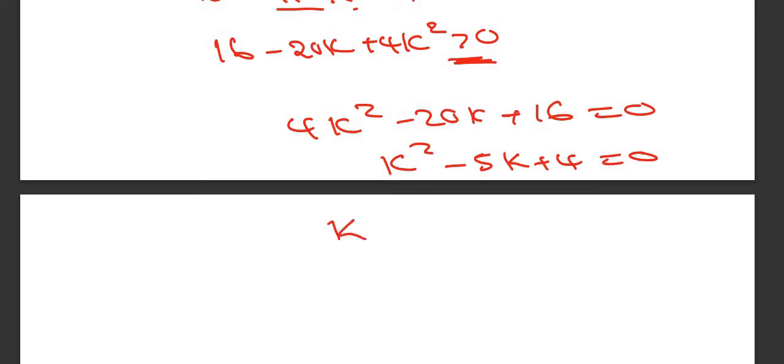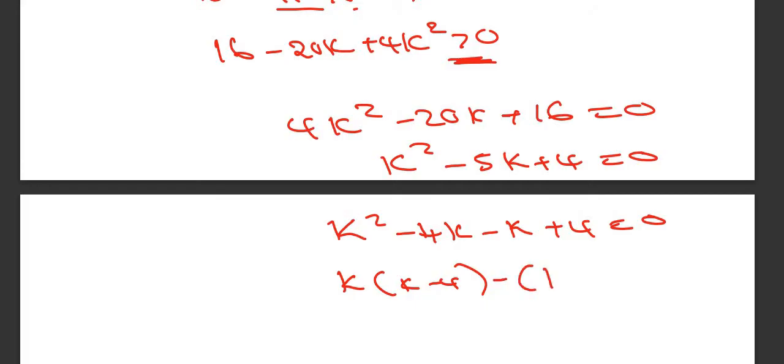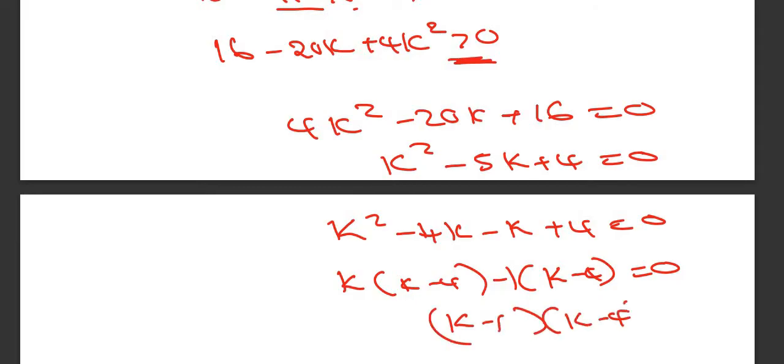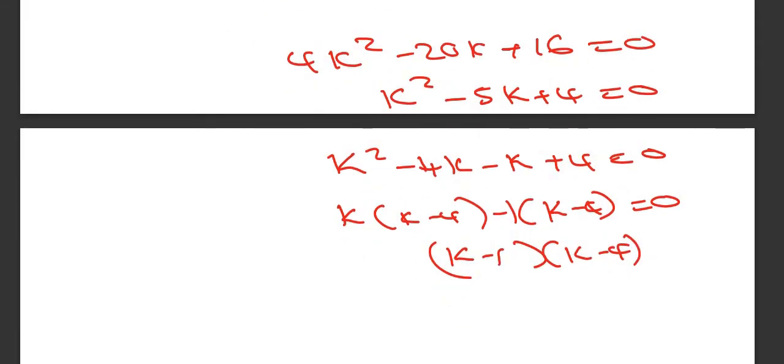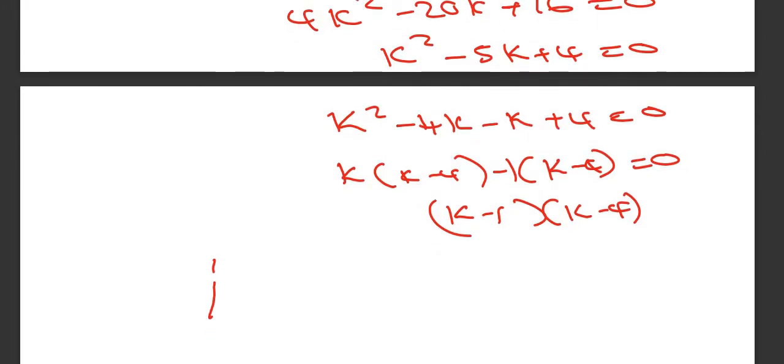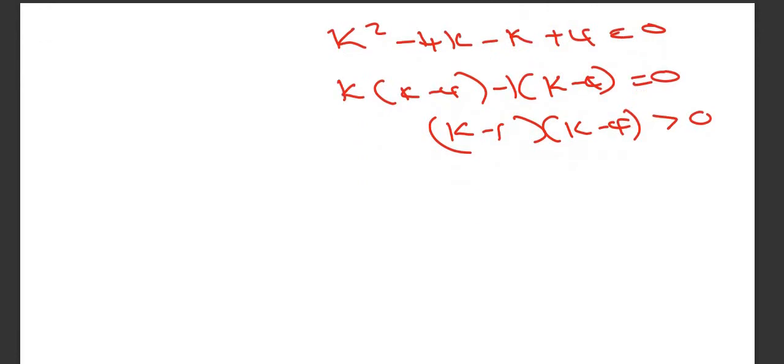This is k squared minus 5k plus 4, which factorises to k minus 1 and k minus 4. So we're getting two answers: there's a 1 and there's also a 4. To make life easy, I'll just solve this at once. So we're saying this has to be greater than 0.